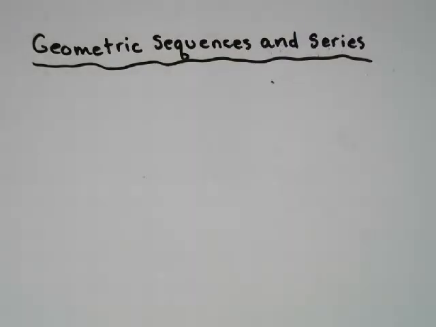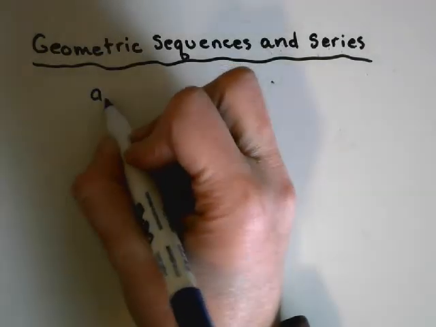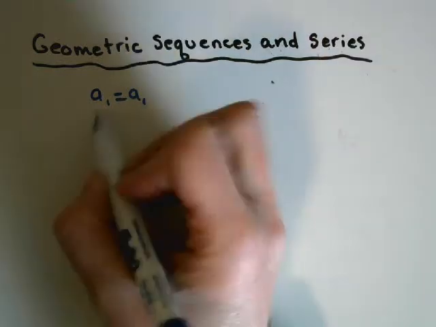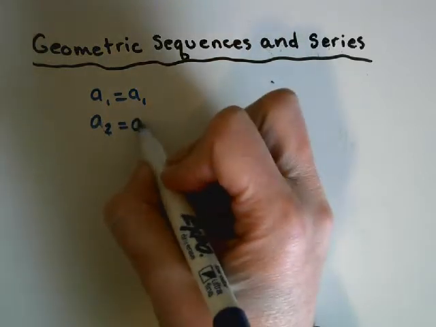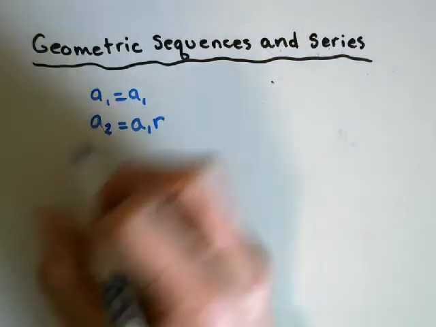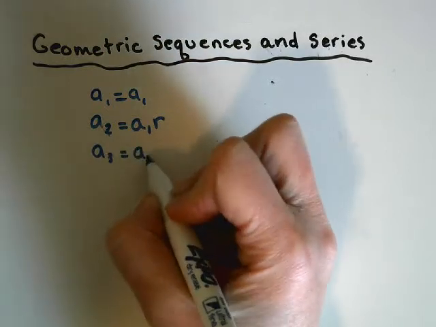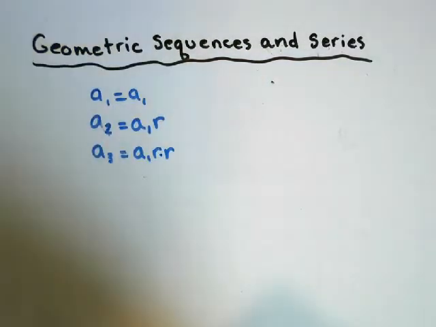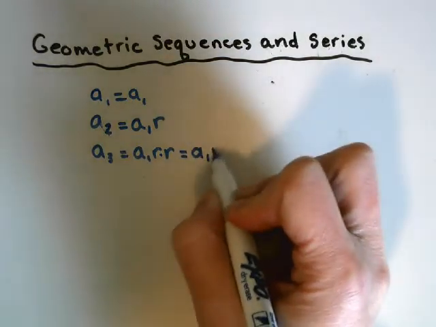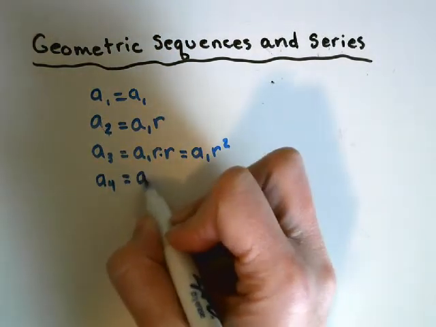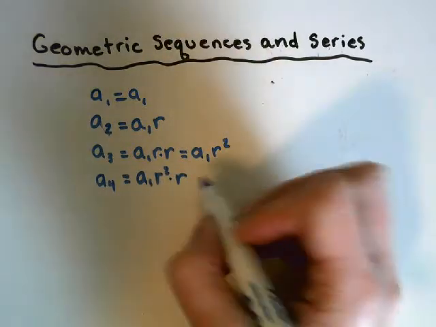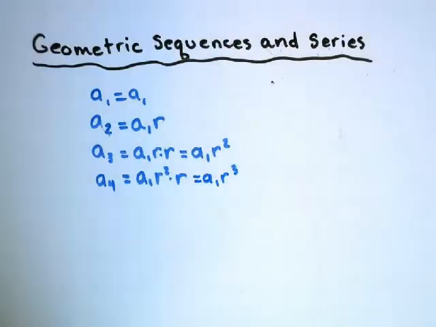So just like with arithmetic, we want to come up with a formula for finding the nth term. So again, I'm going to generate that. If I have a1, it's just a1. To get to the next term, we're going to multiply by the common ratio, so that's going to be a1 times r. Okay, and we're going to keep multiplying by r. So I multiply by another r, and this would be a1 r squared. We'd multiply a1 r squared times another r, which gives me a1 r cubed.